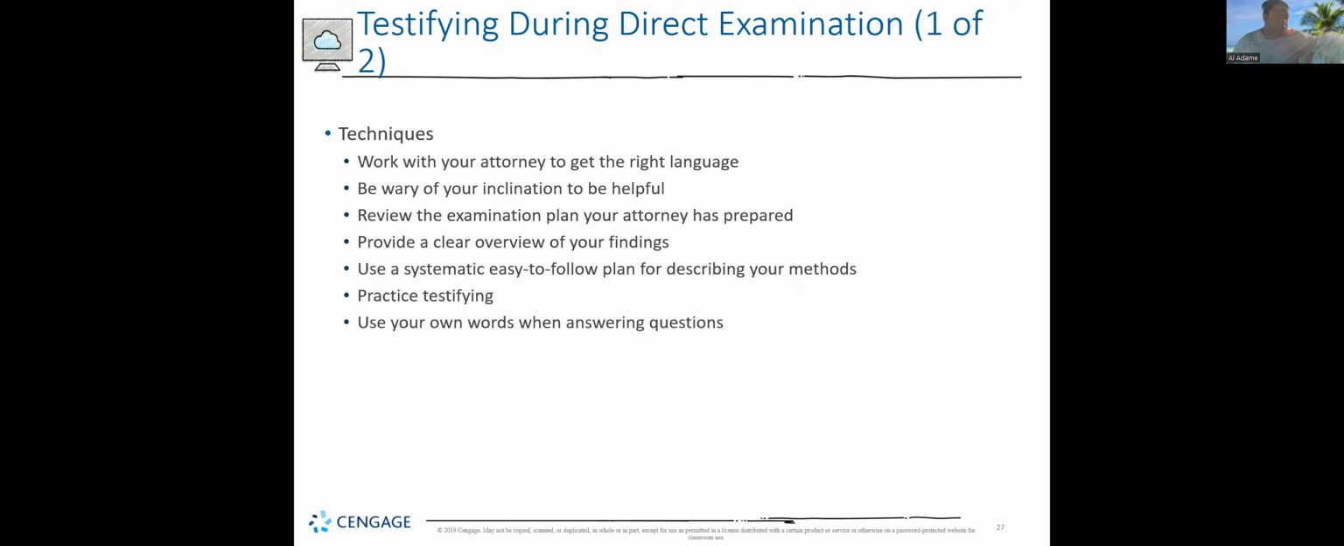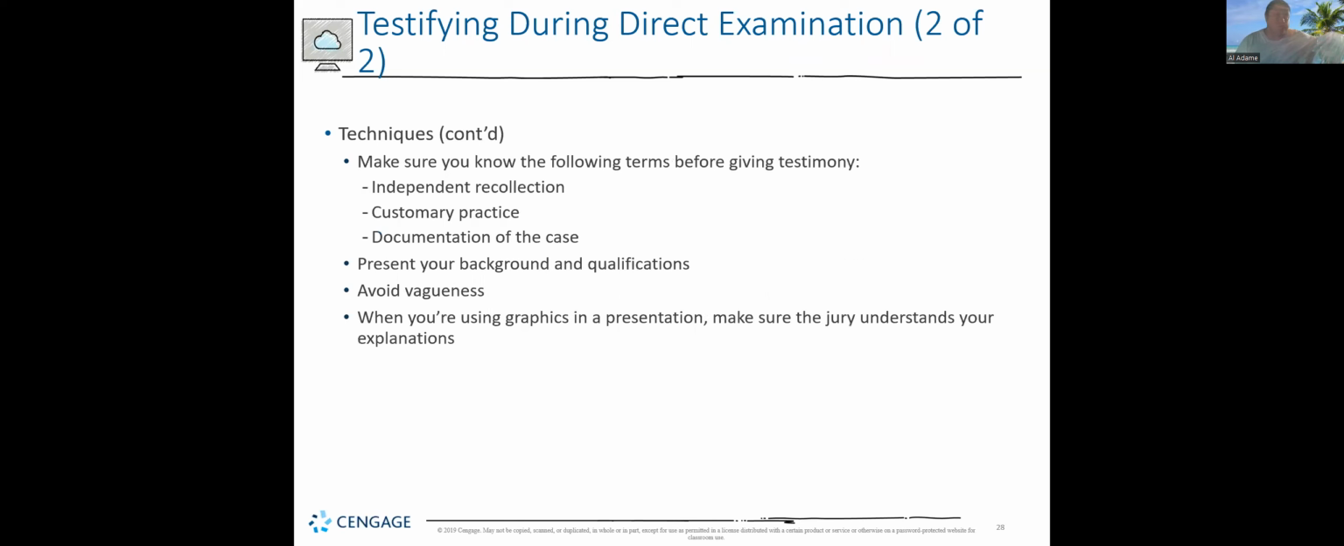Practice testifying. Use your own words when answering questions. Techniques continued. Make sure you know the following terms before giving testimony: independent recollection, customary practice, documentation of the case. Present your background and qualifications. Avoid vagueness. When you use graphics in your presentation, make sure the jury understands your explanations.